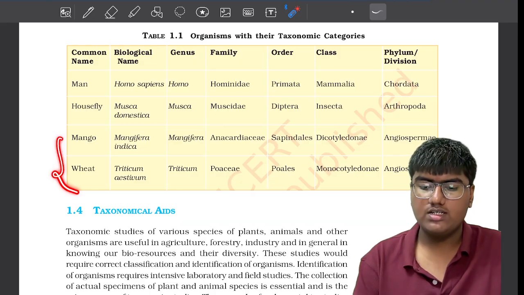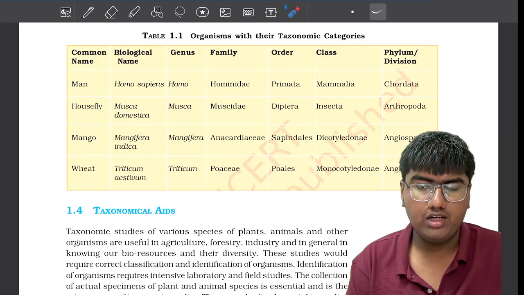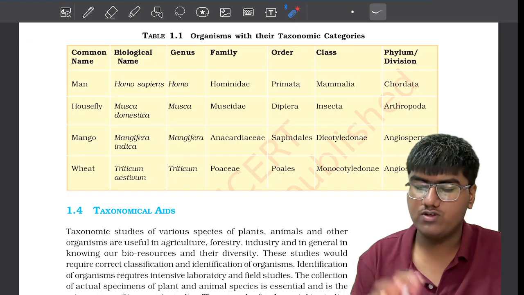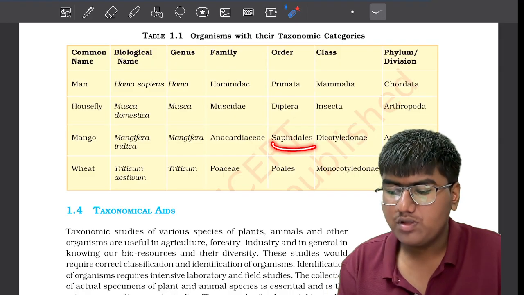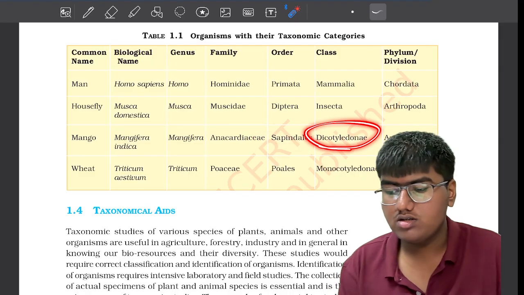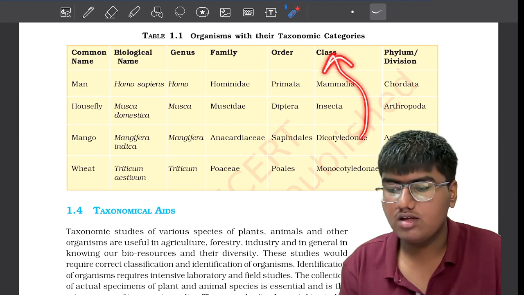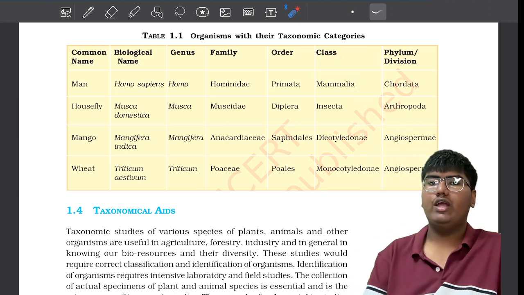Next, we see two plant examples here. Mango, which is Mangifera indica. We saw it further only. Again, first word is genus. Anacardiaceae is the family. Sapindales is the order. Dicotyledonae is the class here. Angiospermae is the phylum here.